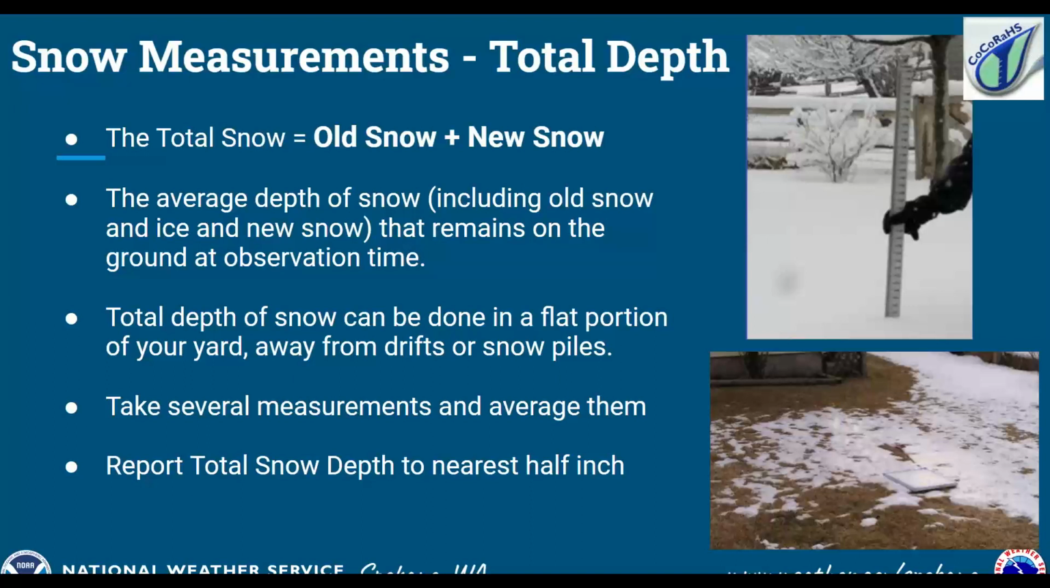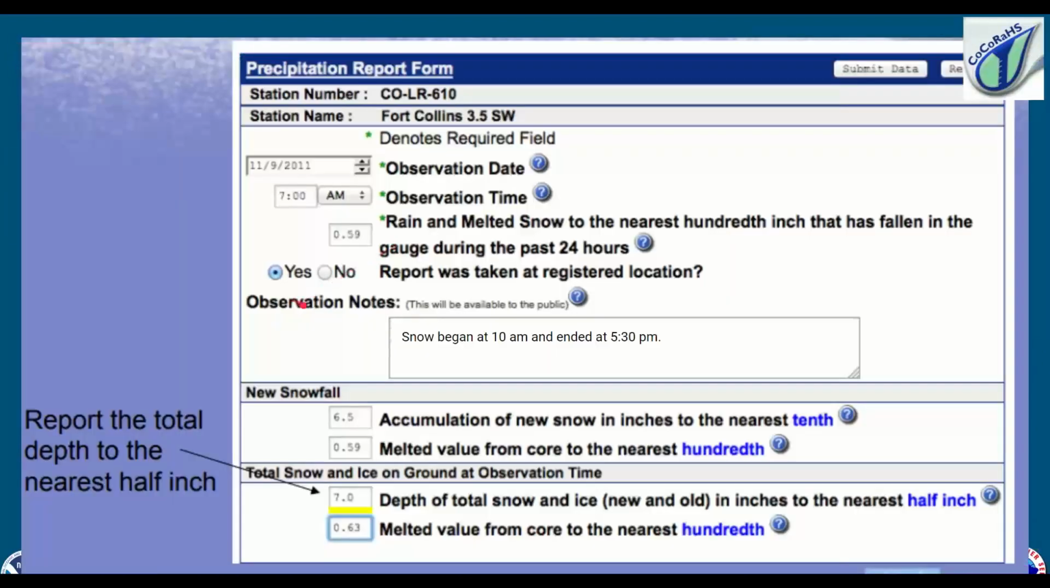And with total snow depth, we do this measurement to the nearest half of an inch. Remember, the new snow was a tenth of an inch. With the snow depth, we go by halves. And on the CoCoRaHS form, it's under the total snow and ice on the ground section right here that we put in for the nearest half of an inch.